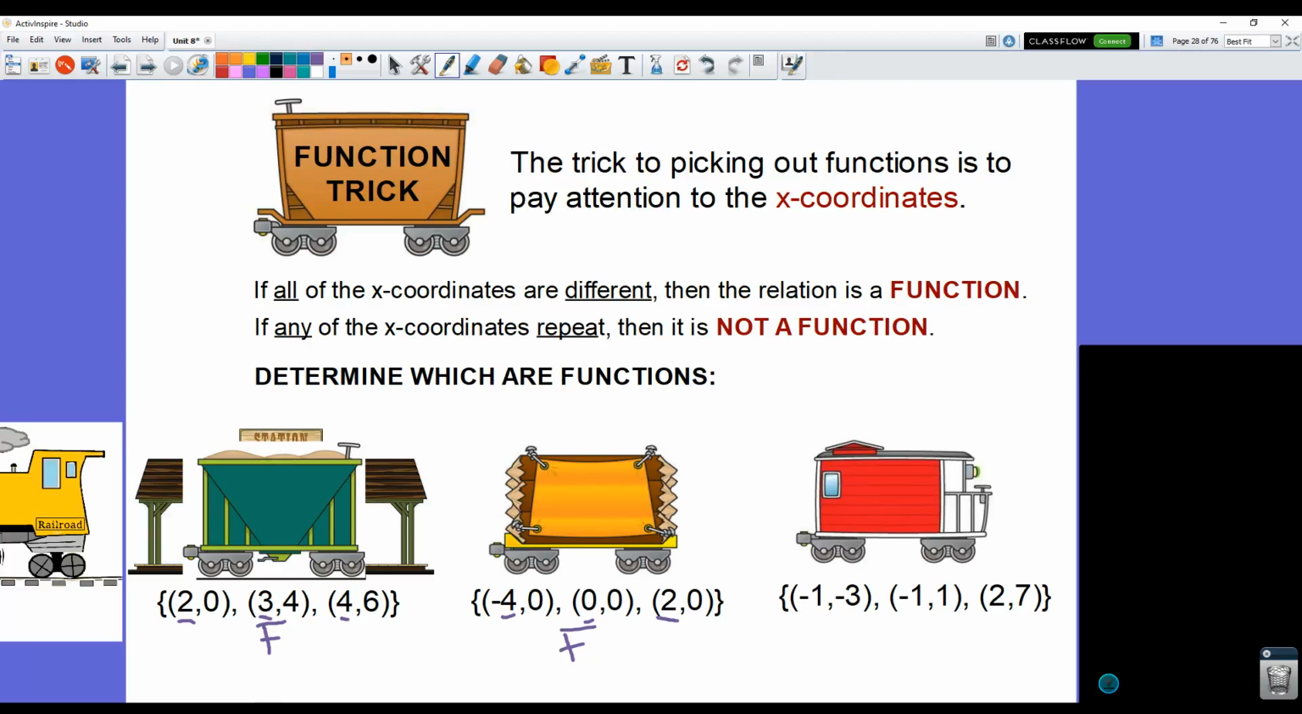Now let's look at the caboose. So let's look at their x value. So I've got -1, -1, and 2. Well, if you see this -1 and this -1, they repeat. So since they repeat, it is not a function. Remember, the x values are the only things that cannot repeat.